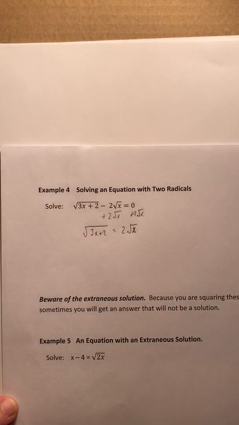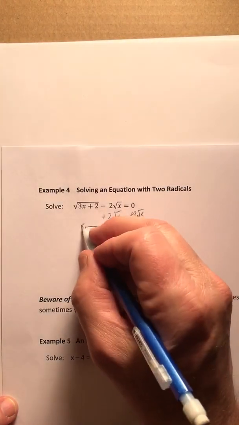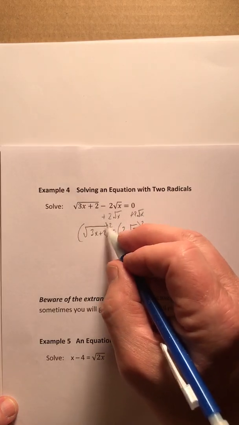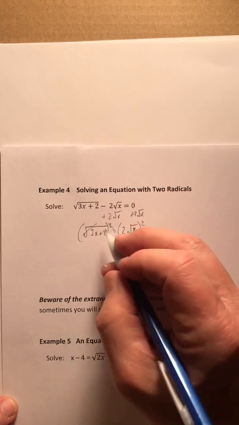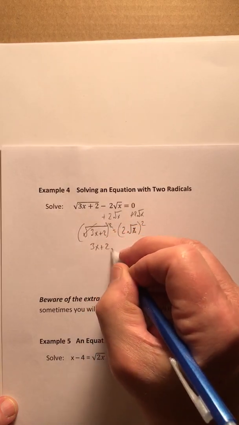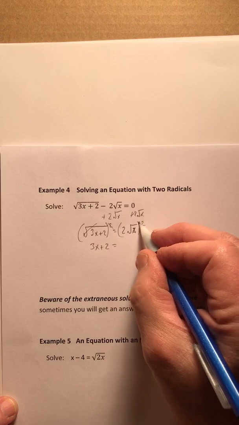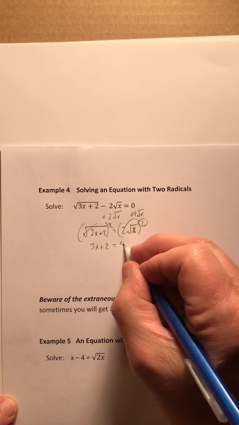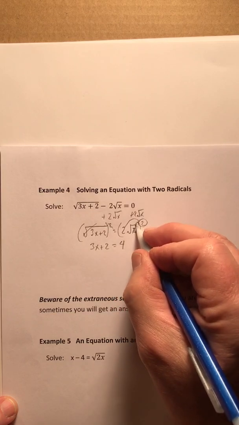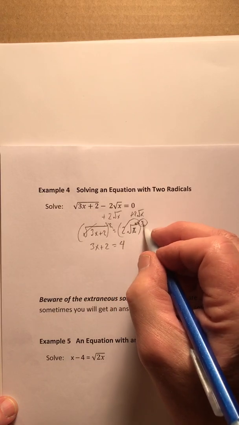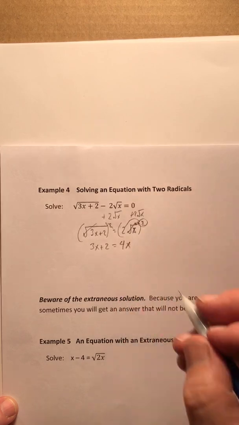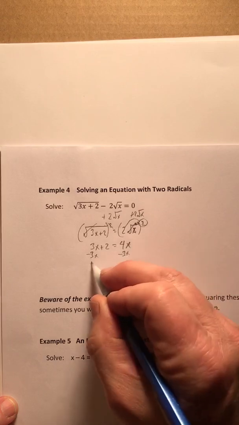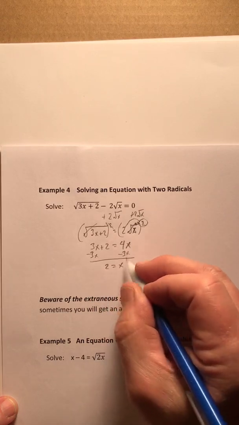All right, now we're going to get rid of this square root. We're going to square. Whatever we do to one side, we have to do the other side. This side, the square and the square root cancel each other out. So it leaves me at 3x plus 2 equals. Now this side, we have to distribute the 2, the square, to the 2. So we got to do 2 squared, which is 4. Then we got to distribute it to the square root of x. And the square and the square root cancel out. So it leaves me with 4x. Then I just subtract 3x. And I get x equals 2.